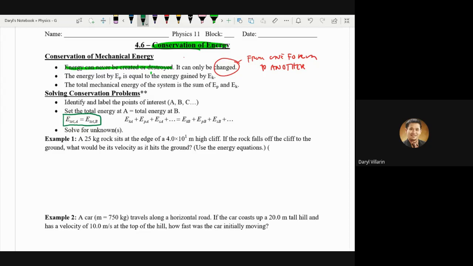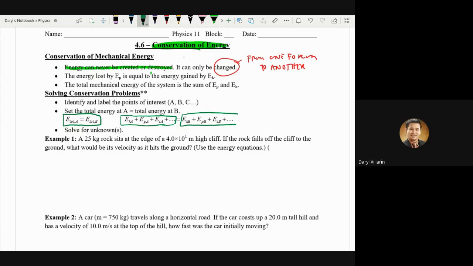But again, your energy could consist of different forms. That's why you have the plus, plus, and then dot dot dot. Okay. So the total energy would be equivalent for the two different points, and then you need to solve for the unknown. So these are just the general steps of solving conservation problems. So let's take an example here.